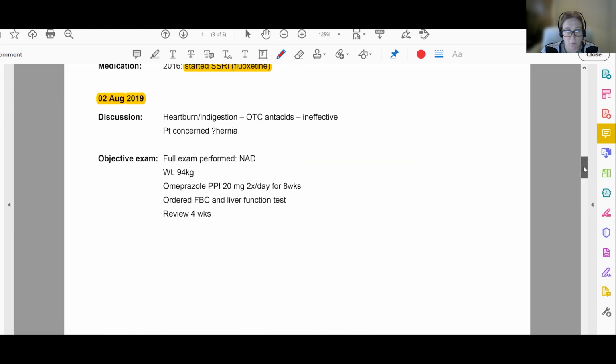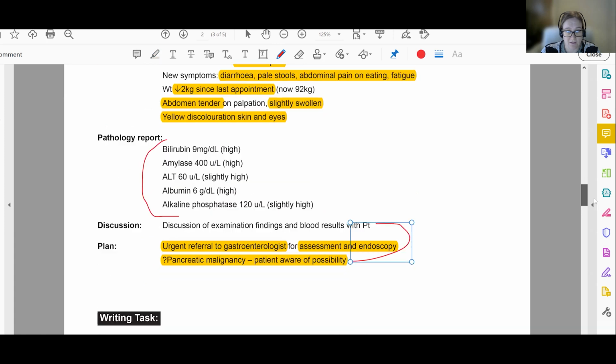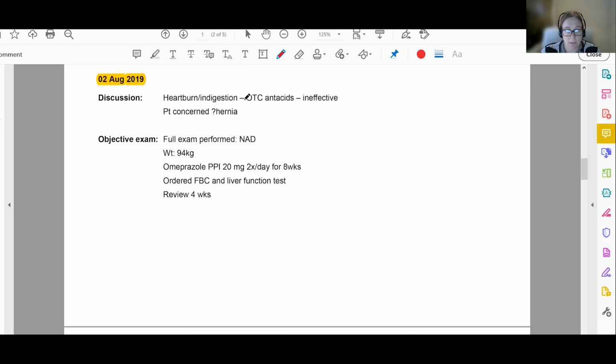So let's look at what we would include from the first consultation. So obviously this is the most important information here because it's the current symptoms that are leading you to suspect malignancy. So we might just provide a little bit of background. So we might say he first came with indigestion, heartburn. He'd been trying antacids. Hernia, I mean, you might, but it's not really relevant because it's not a hernia.